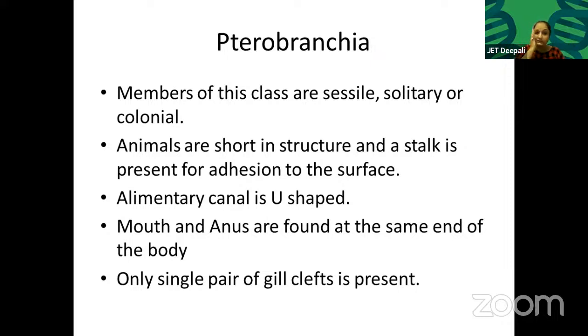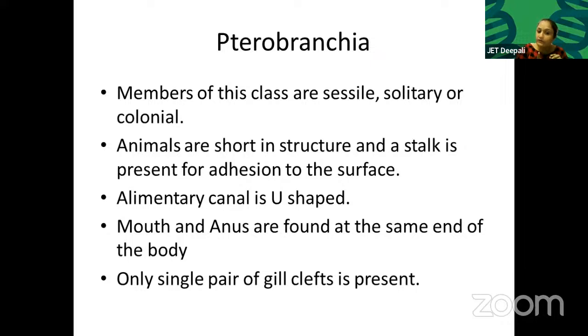Animals are short in structure, and a stalk is present for adhesion to the surface. The alimentary canal is U-shaped. Sorry, in Enteropneusta the alimentary canal is straight, but here it is U-shaped. Mouth and anus are found at the same end of the body. See here, both the openings are present at the same end.